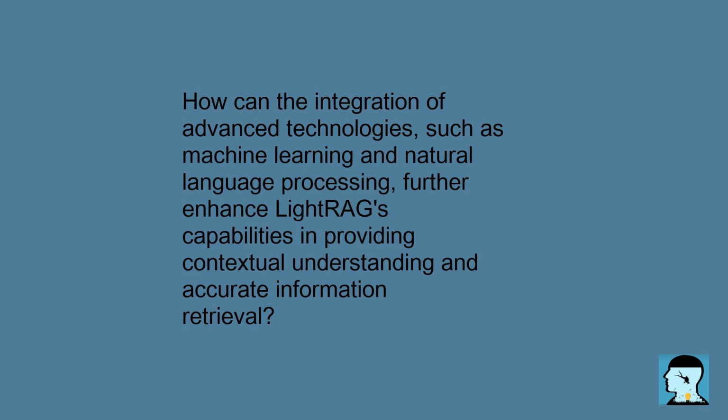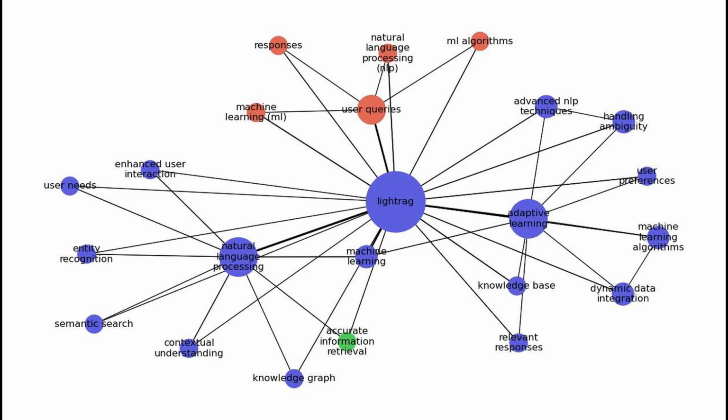How can the integration of advanced technologies, such as machine learning and natural language processing, further enhance LightRAG's capabilities in providing contextual understanding and accurate information retrieval? The integration of advanced technologies, such as machine learning, ML, and natural language processing, NLP, can significantly enhance LightRAG's capabilities in providing contextual understanding and accurate information retrieval in several ways.